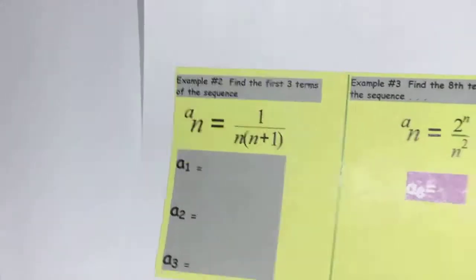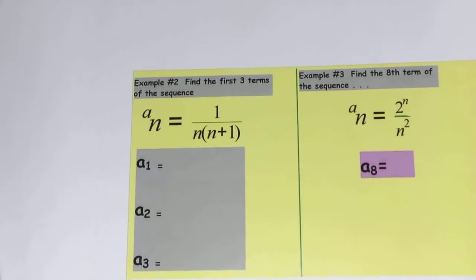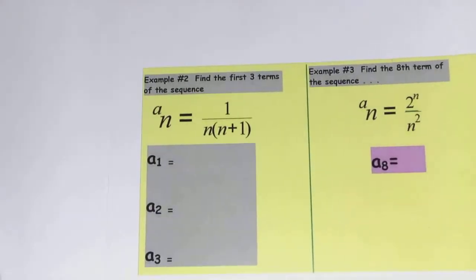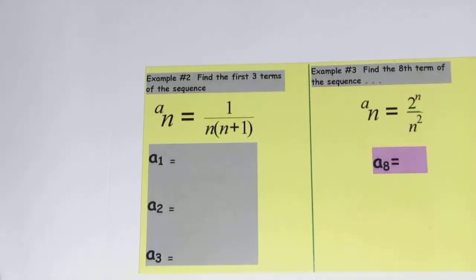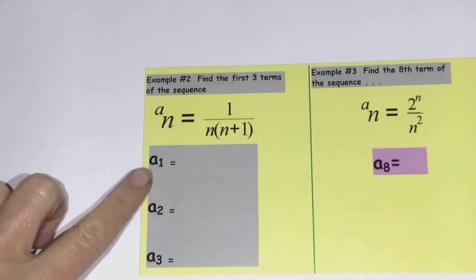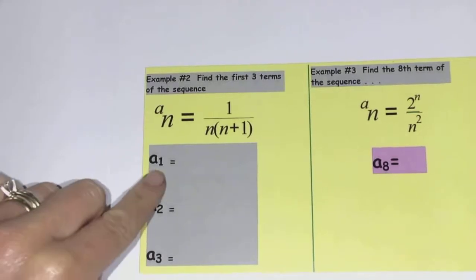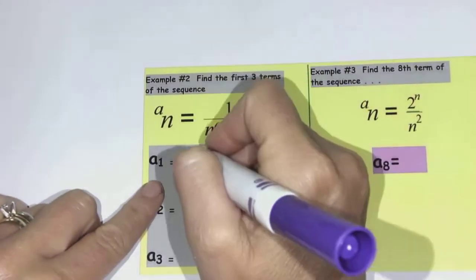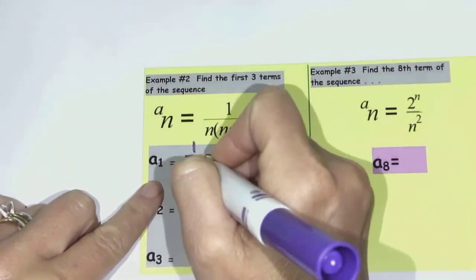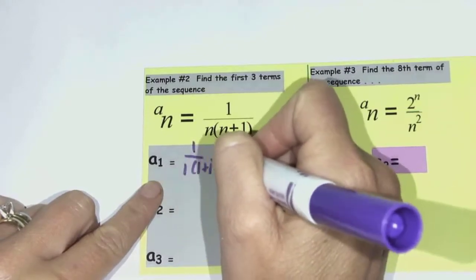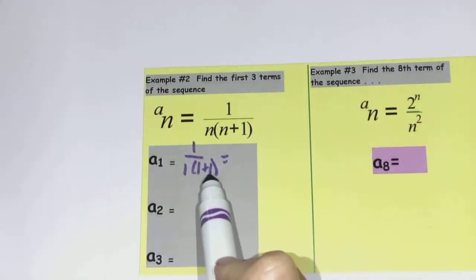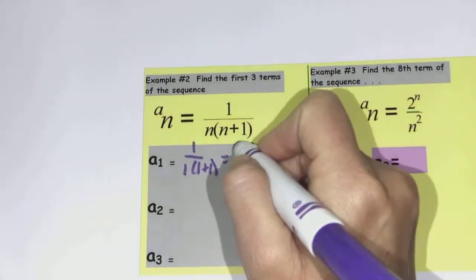Second example, and third example, just a little trickier. Example 2, find the first 3 terms of the sequence. So I want to find a sub 1, a sub 2, and a sub 3. To find the first term, I plug in a 1 for all the n's. When I do that, 1 plus 1 is 2. 2 times 1 is 2. I get 1/2.